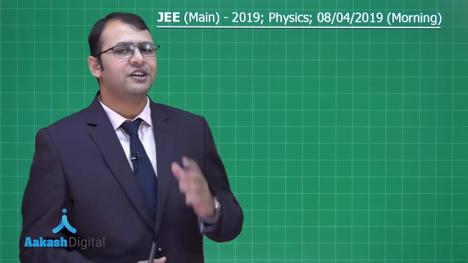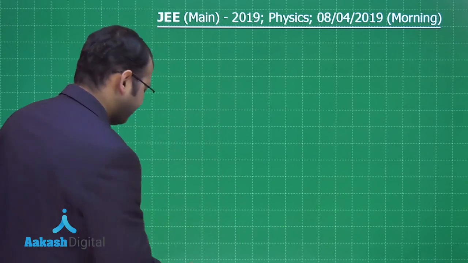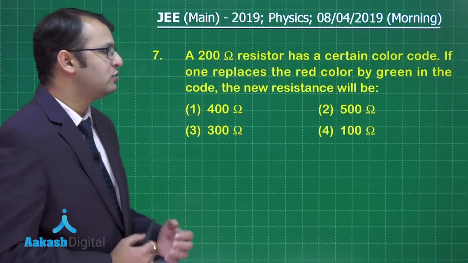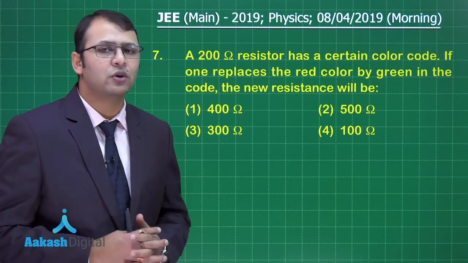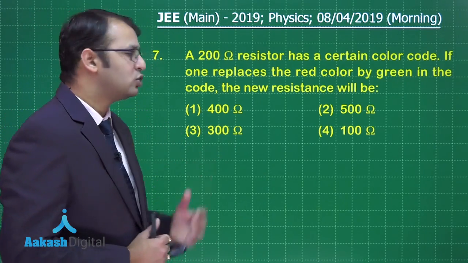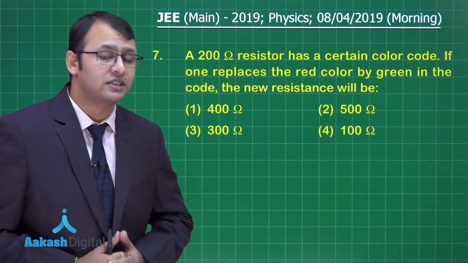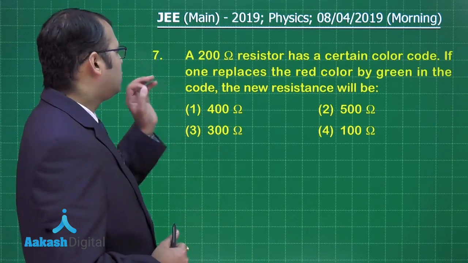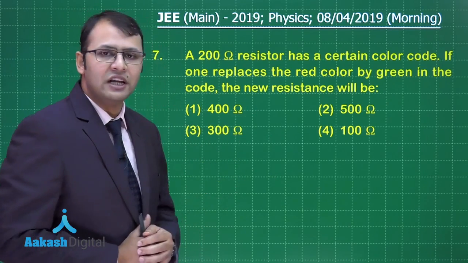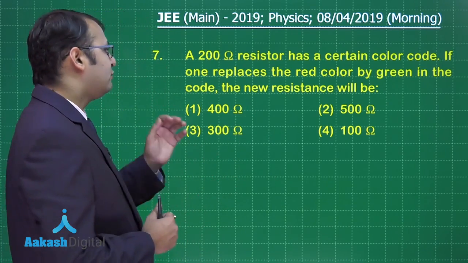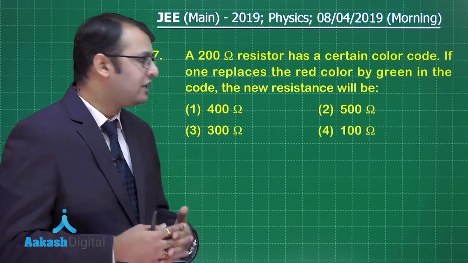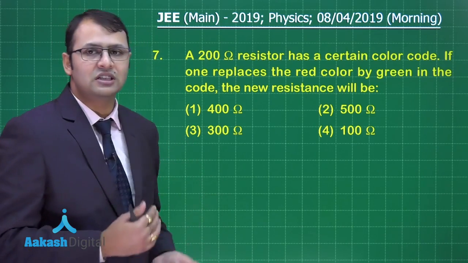So friends, let's take our next question, that is question number 7. Now in this question, this belongs to the section of electromechanics, and the question particularly belongs to the chapter of current electricity, carbon code resistors, right? Now the 200 ohm resistor has a certain color code, and if one replaces the red color by green in the code, the new resistance will be.